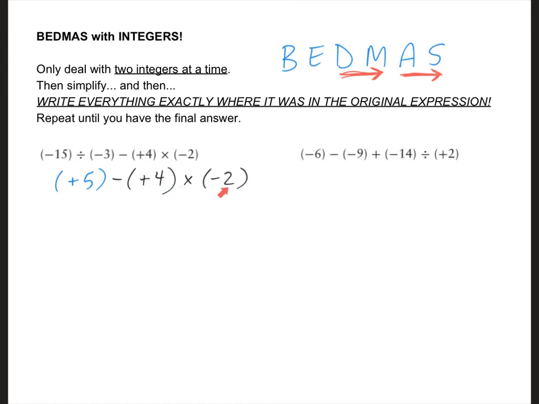So positive 4 times negative 2. When I do that, I'm going to get negative 8. The reason I'm getting negative 8 is because 4 times 2 is 8 and the signs are different. Now I'm going to follow this step again. I'm going to write everything where it was. So this positive 5 and this subtraction sign were in front of this 4 and this negative 2, so you need to make sure that it stays there. So I've got positive 5, and then I do have that lonely subtraction sign. And then our last step here is to just, in this case, subtract.